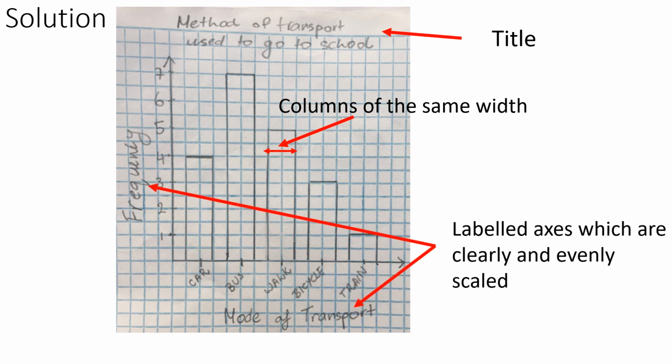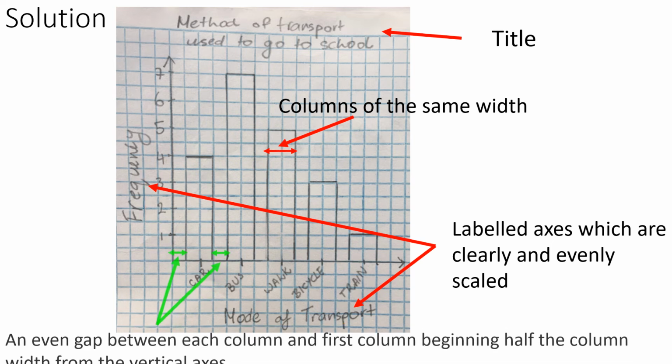I've also labeled the axes. Normally the vertical axis is going to be the frequency or number of people or number of results of some sort, and then your x-axis is going to be similar to your title, and it will just explain what the information is about.